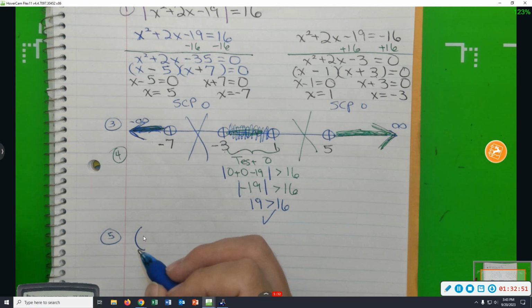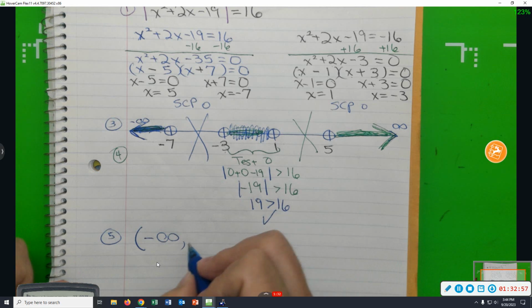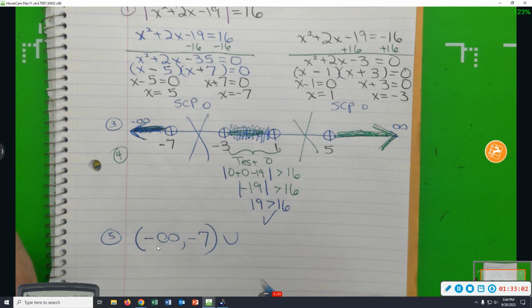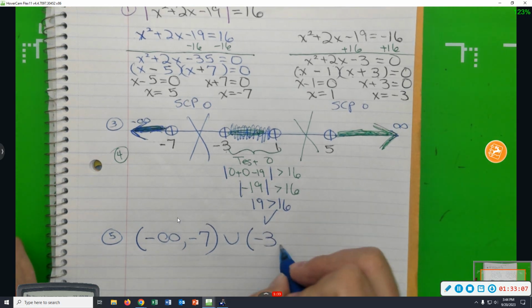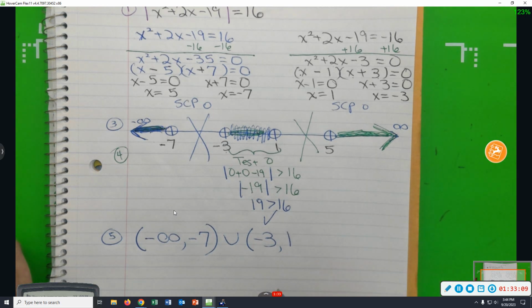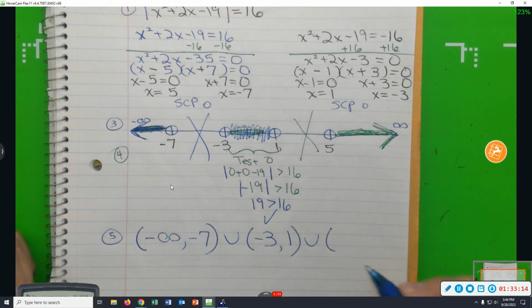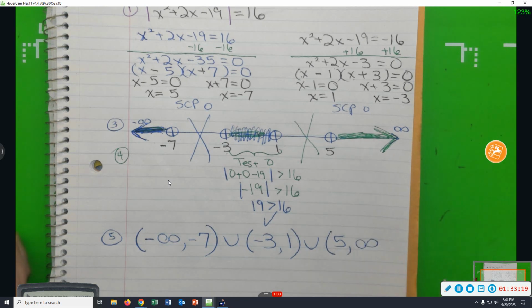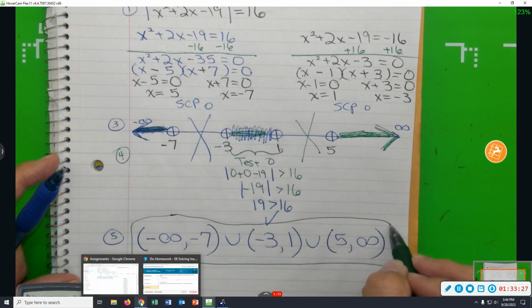Parentheses, negative infinity, comma, -7, close the parentheses, union, parentheses, -3, comma, okay, union, parentheses, 5, comma, and what goes after the 5? Infinity. Good. Oh, goodness. Get over here and type all that in.